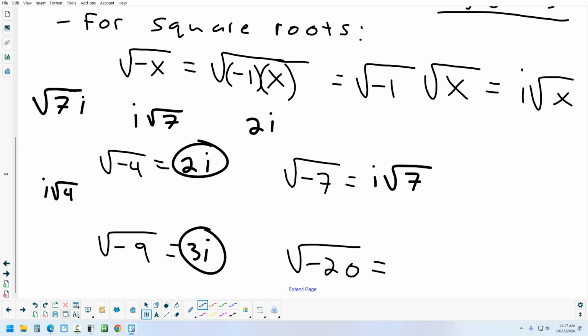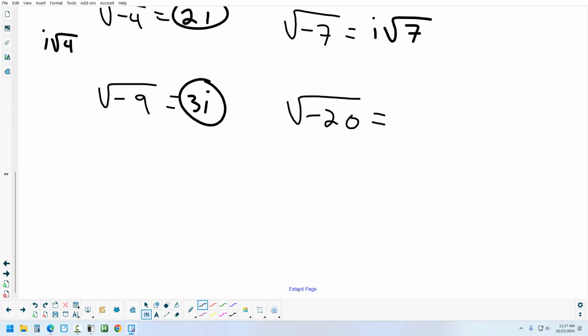And how about this one? If it was square root of 20, you could break that down. So you need to break that one down just like it was square root of 20. But there's also going to be an i in your answer. Anyone think they know how that one breaks down? Yeah? 4i square root 5. No, not quite. How do you break down the square root of 20?